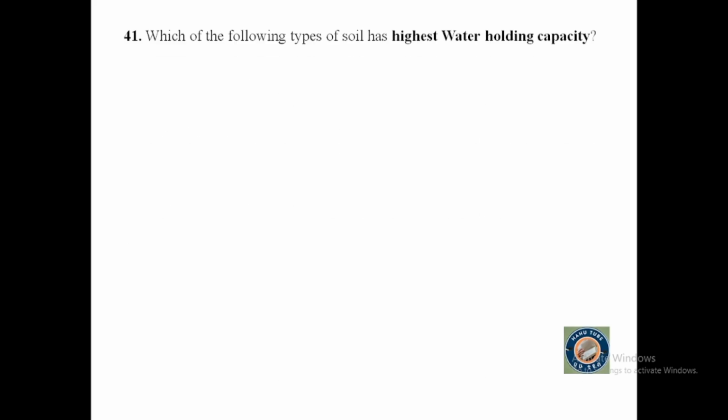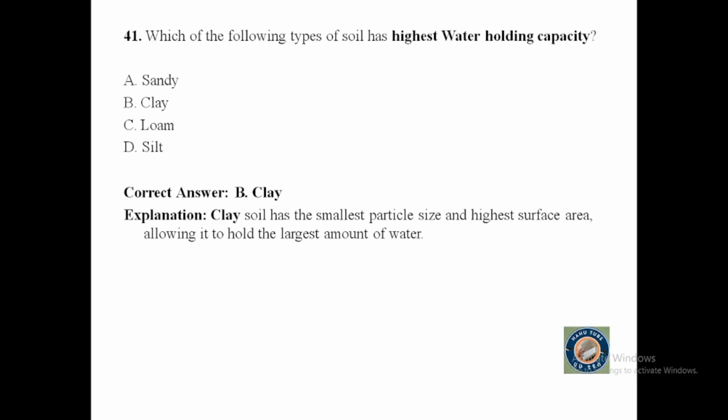Question number 41. Which of the following types of soil has the highest water holding capacity? A. Sandy. B. Clay. C. Loam. D. Silt. The answer is clay. Clay soil has the smallest particle size and highest surface area, allowing it to hold the largest amount of water.